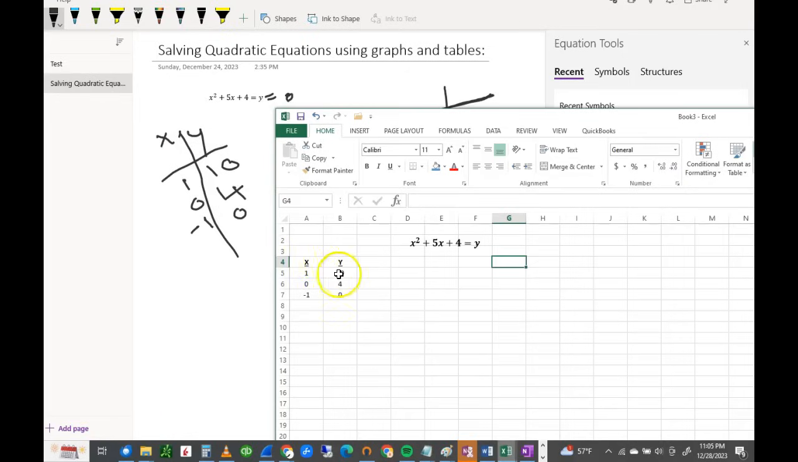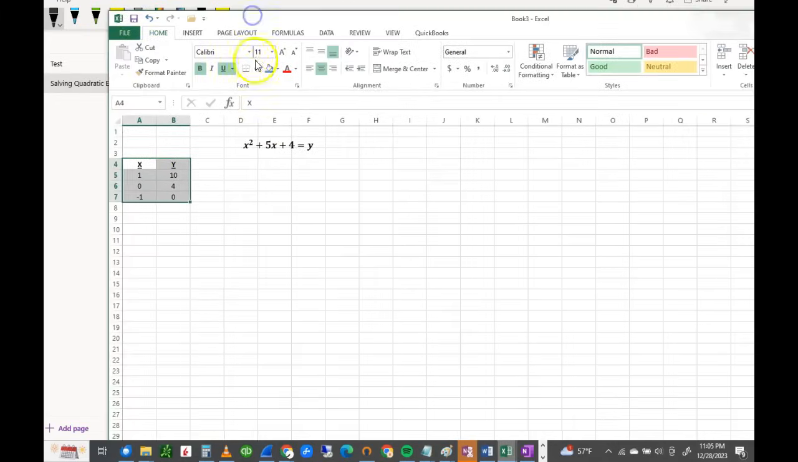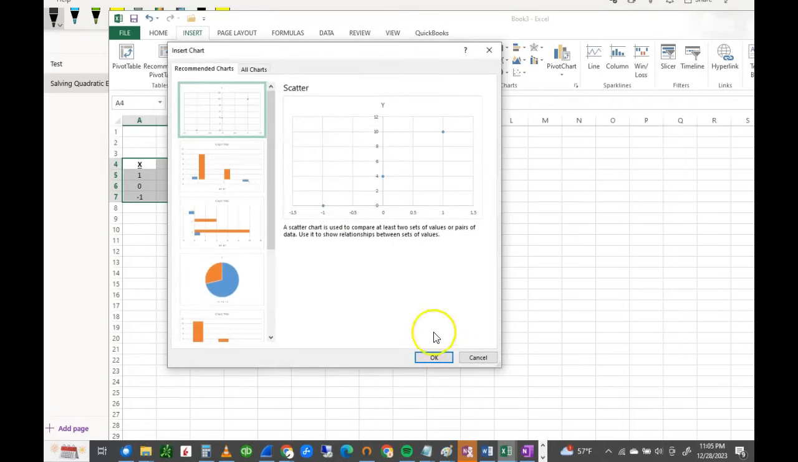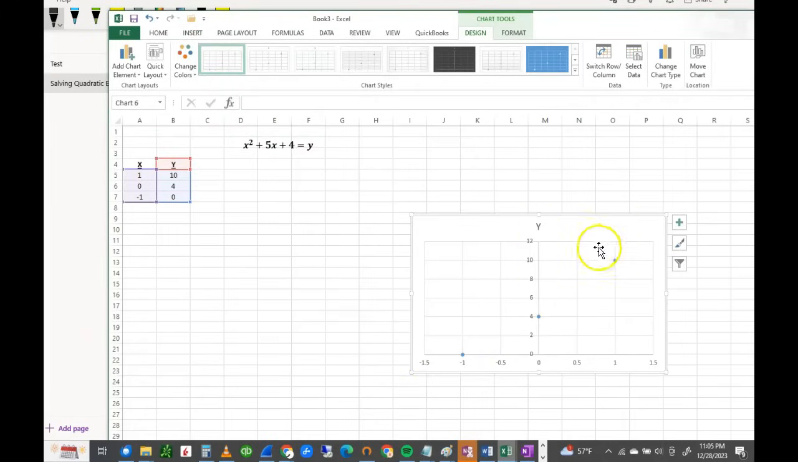Okay, now I put these numbers in Excel: 1, 0, minus 1, 10, 4, 0, and I'll have Excel plot this for us. I could have done it myself, but this is more neat. Okay, so you go to Insert, Recommended Charts. This is good. So here's your plot: minus 1, 0, 0, 4, and 1, 10.